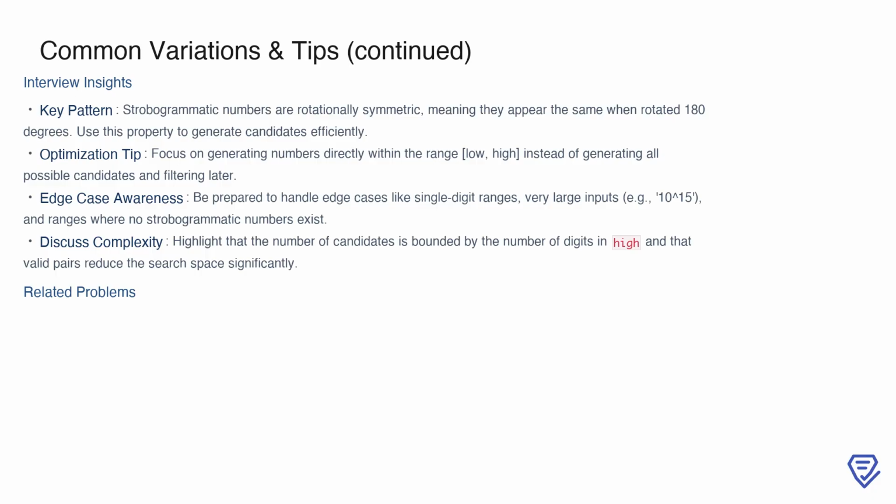First, remember that strobogrammatic numbers are rotationally symmetric, meaning they look the same when rotated 180 degrees. This property allows you to generate candidates more efficiently by focusing only on valid digit pairs. Additionally, instead of generating all possible candidates and filtering them later, optimize your approach by generating numbers directly within the range [low, high]. Be mindful of edge cases, such as single-digit ranges, extremely large inputs like 10 to the power of 15, or ranges where no strobogrammatic numbers exist. Finally, when discussing complexity, emphasize that the number of candidates is limited by the number of digits in the upper bound, and the use of valid pairs significantly reduces the search space.